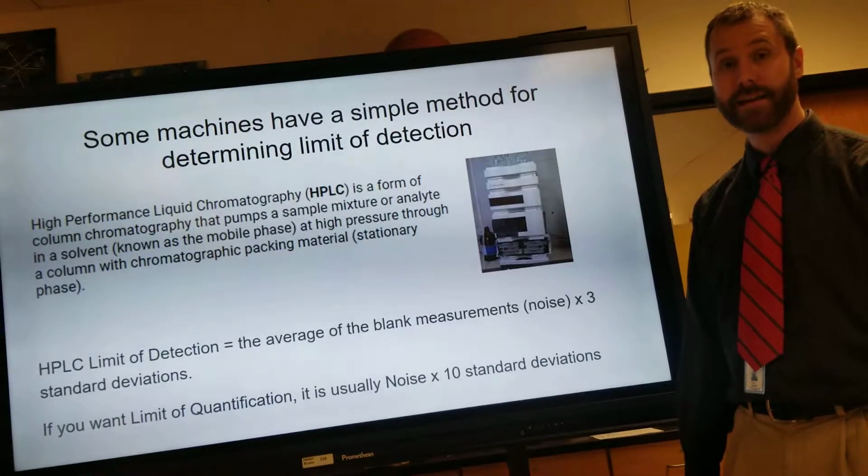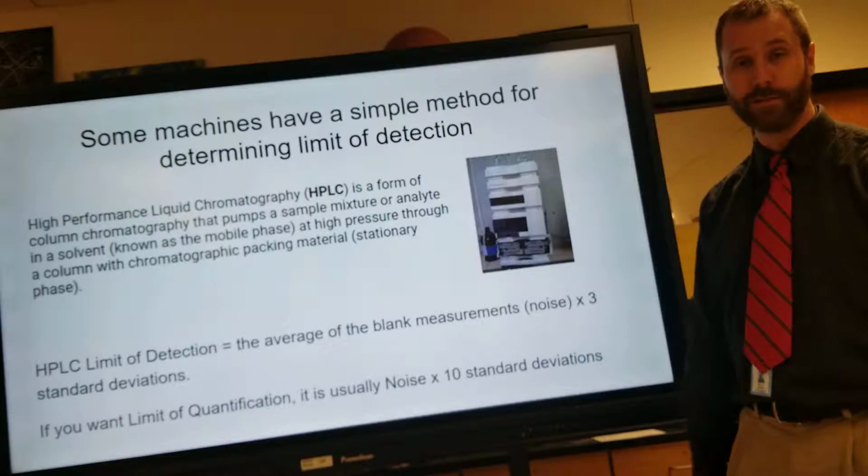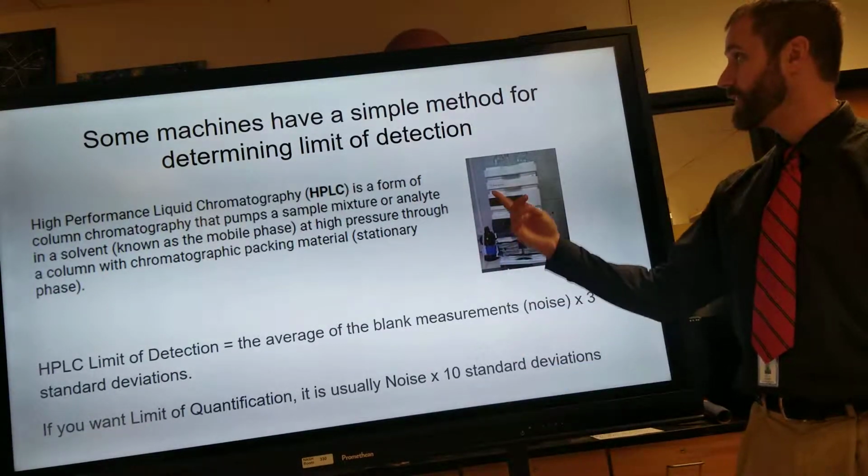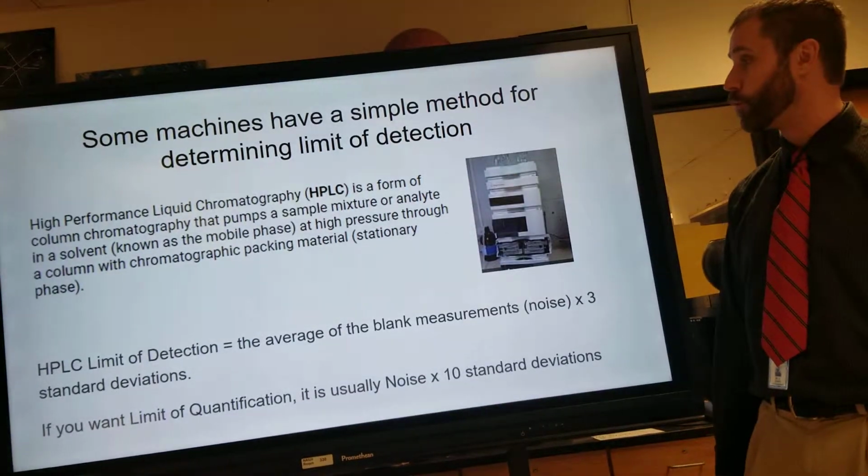It's a pretty good determination for detection limits. So some machines just use that method. They can do it in real time.